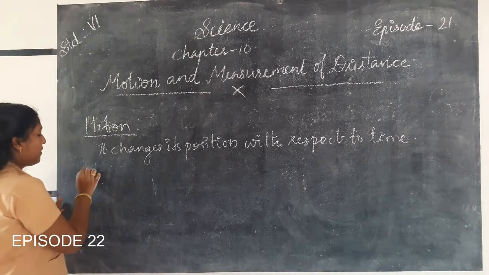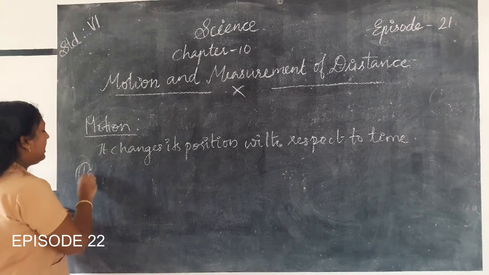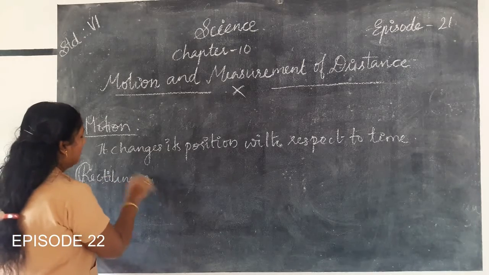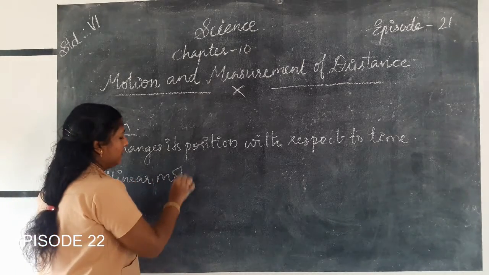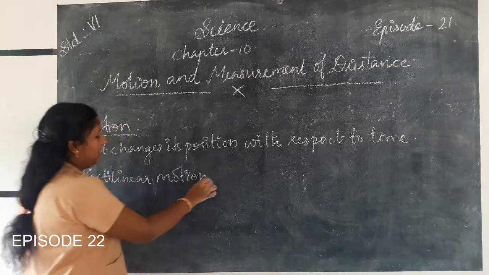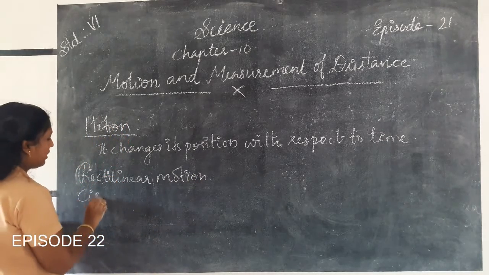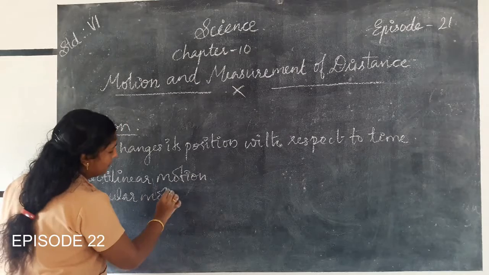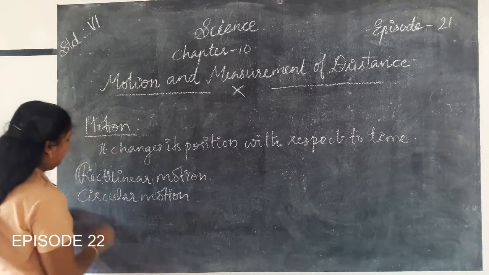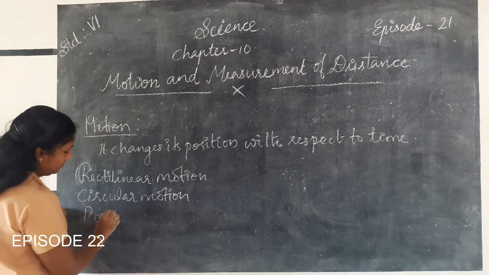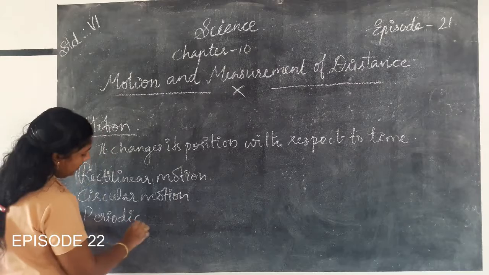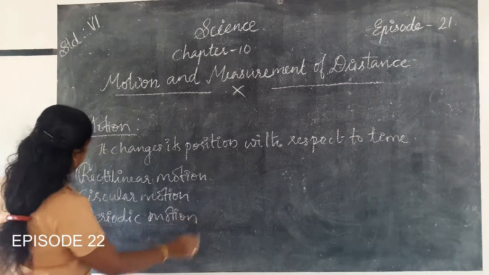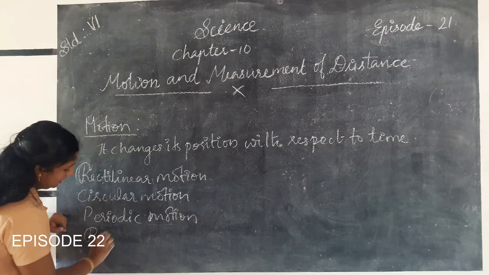The different types of motions are rectilinear motion, then circular motion, then periodic motion, then rotational motion.